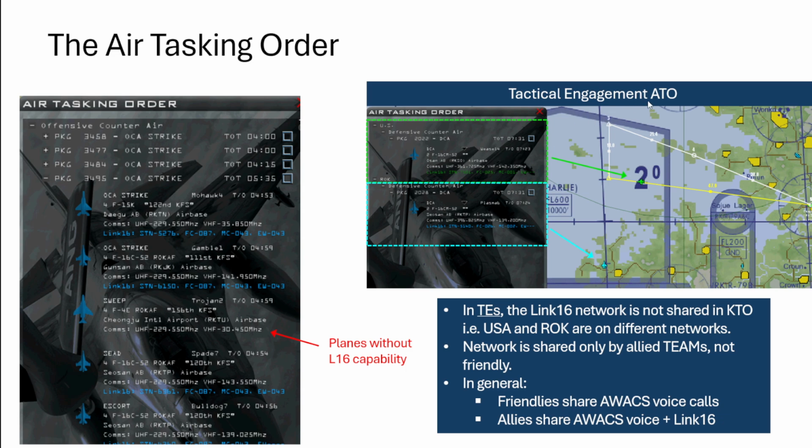In a tactical engagement ATO, I decided to make the teams not allies, just friends. They share AWACS calls, but they do not share the network, so they can have different networks. Like here, this one is green. This guy here is USA, team 1, if I remember correctly. This is going to have one network, and this is going to be South Korea with blue, another, and so on. So in general, friendlies share AWACS voice calls, and allies share AWACS voice plus Link 16 information.